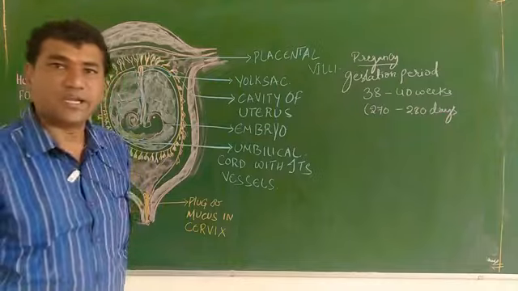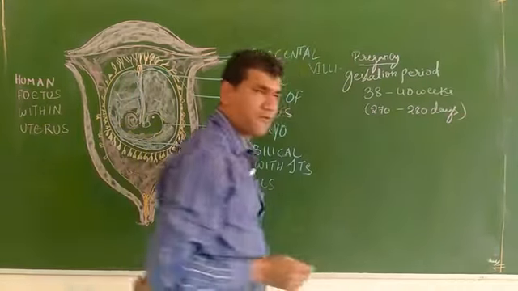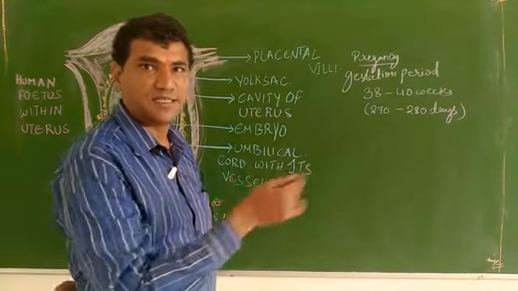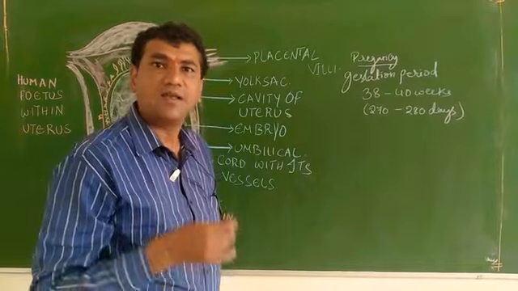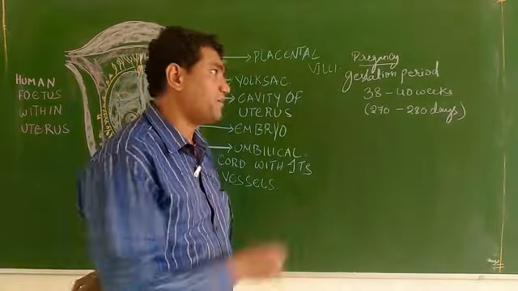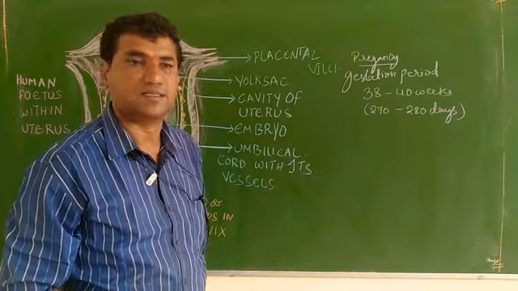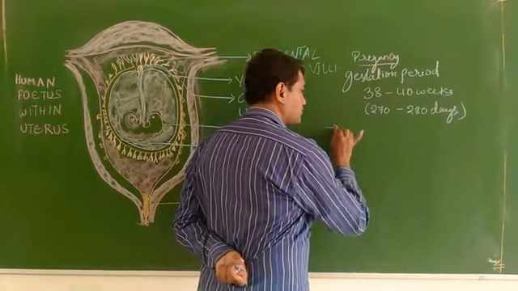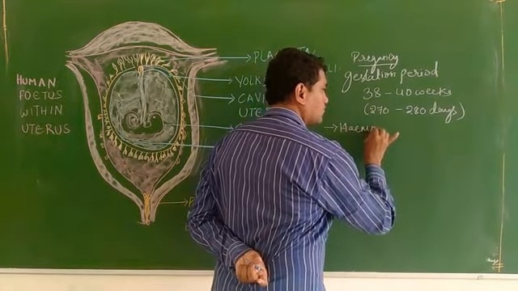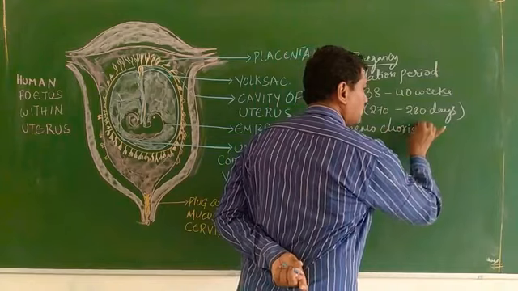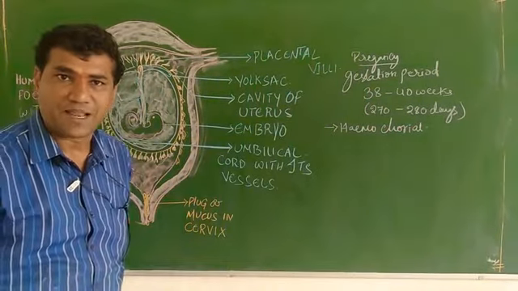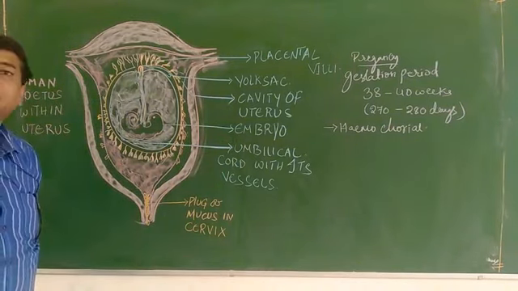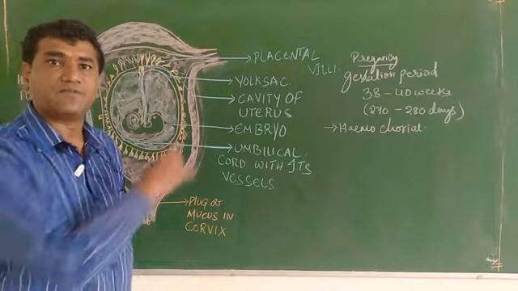It is 270 to 280 days after the last menstrual cycle. This is after the last menstrual cycle and ovulation, followed by the development. It takes approximately that many days. And the type of placenta in humans is the hemochorial type of placenta. So here you are seeing the diagrammatic representation of the intrauterine development of the fetus.